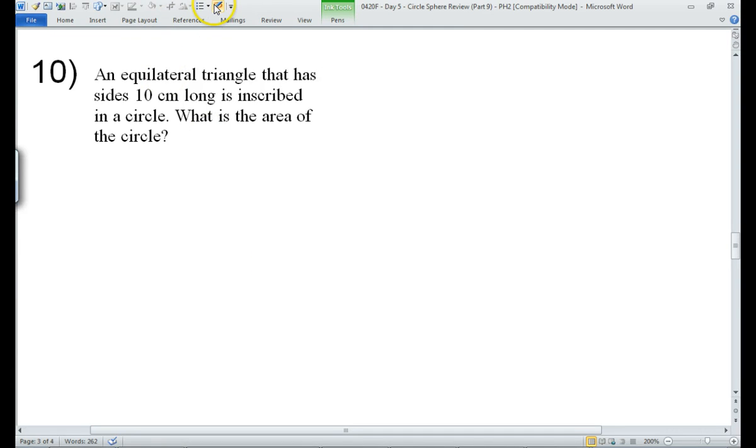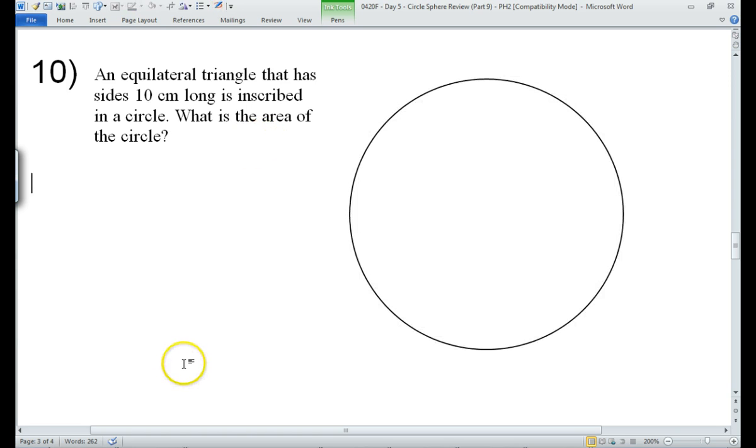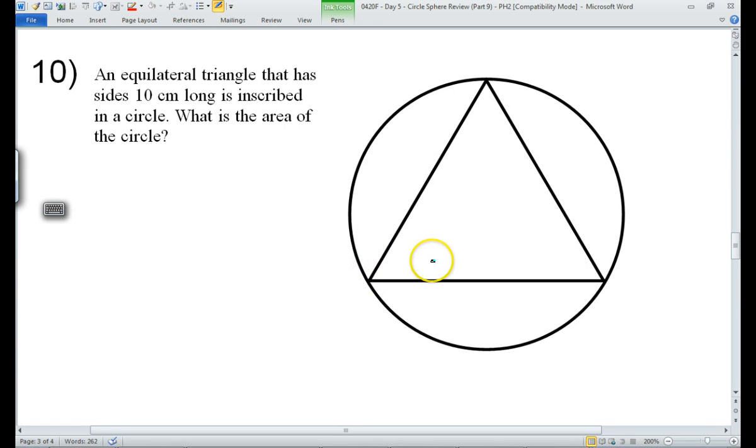Alright, so we move on to number 10. An equilateral triangle that has 10 centimeter long sides is inscribed in a circle. What's the area of the circle? Well, let's start by drawing a picture. Alright, so here's a circle, and here is an equilateral triangle that is inscribed in that circle. The sides are length 10, so that means 10 and 10 and 10.